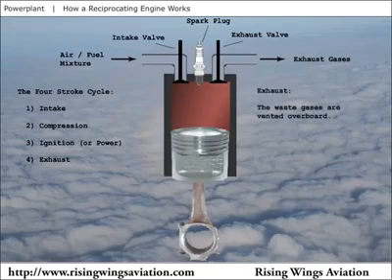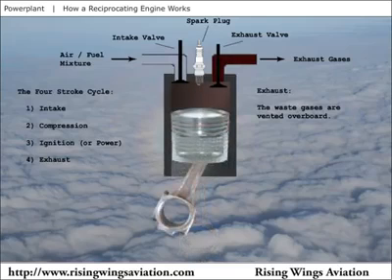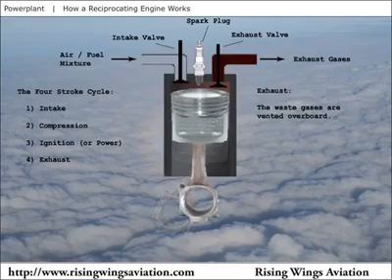The exhaust stroke finishes the cycle by allowing the spent exhaust gases to escape through the exhaust valve as the piston rides to the top of the cylinder once again. When the piston reaches the top of the cylinder, the exhaust valve closes and the cycle begins again.